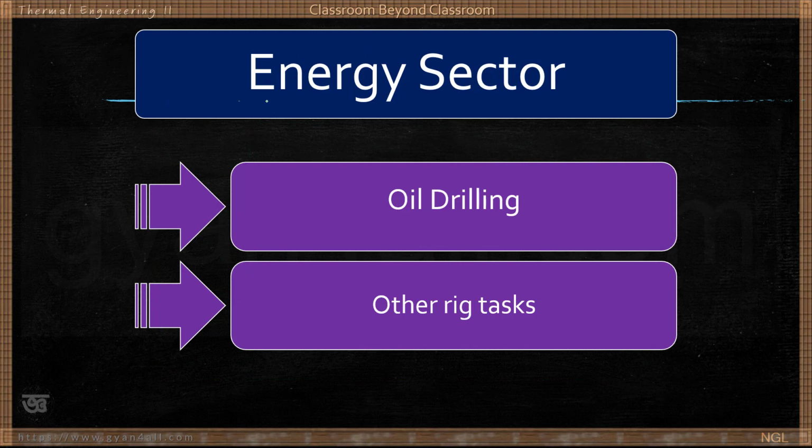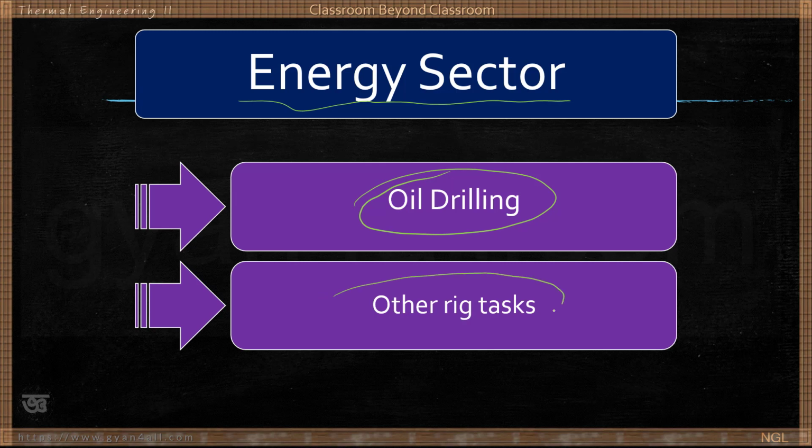Now in the energy sector, where energy is produced, for example, oil drilling extensively uses air compressors, and for any other drilling rig or task, a compressor can be used. So these are in short some fields of application in which compressors are used.